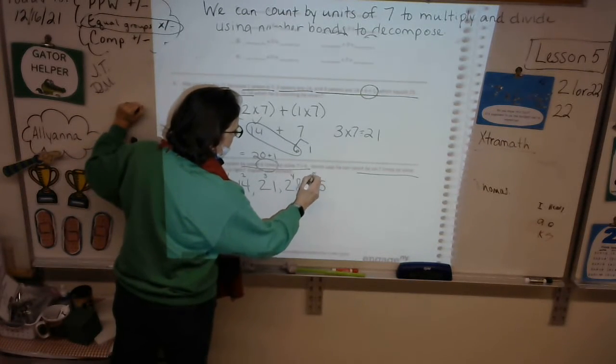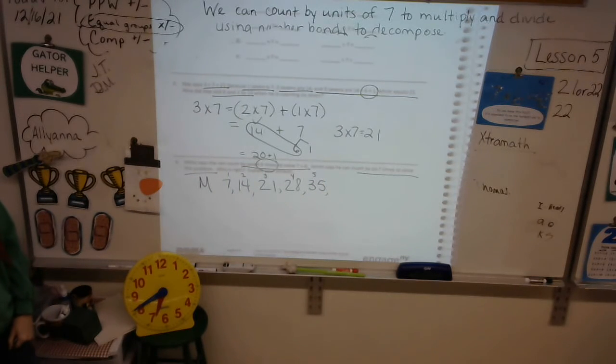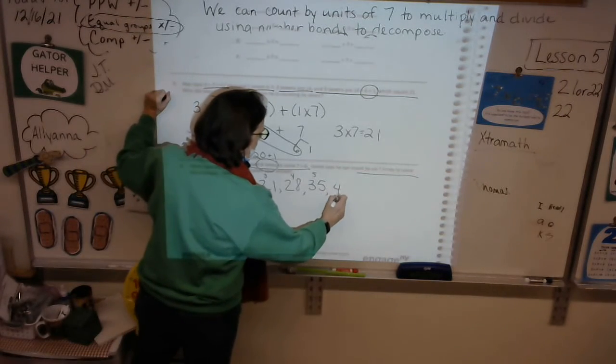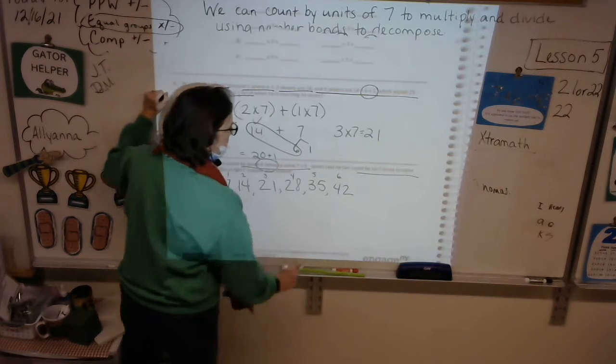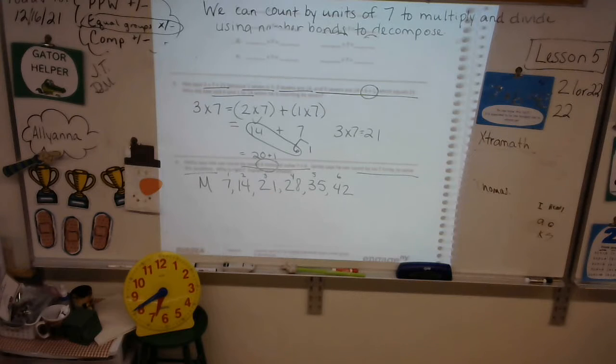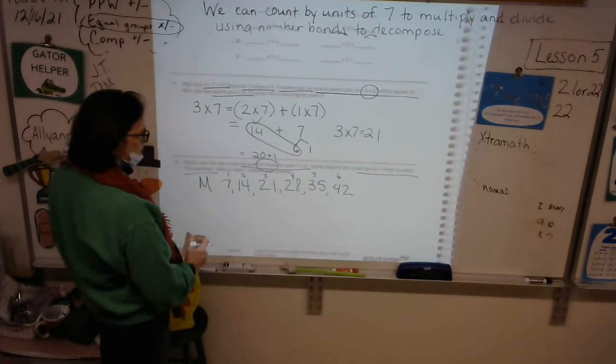That was my 5th 7 I counted. What's 35 plus 7 more? 42. How many 7s did I count, class? Please make sure you're putting those numbers above the count by. Olivia, put the numbers above the count by. So we counted 7 6 times and we got 42.